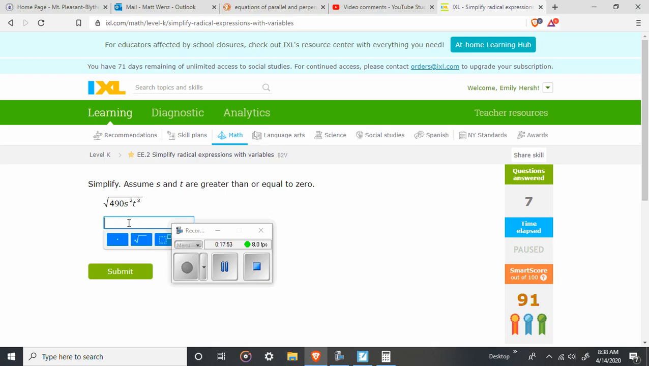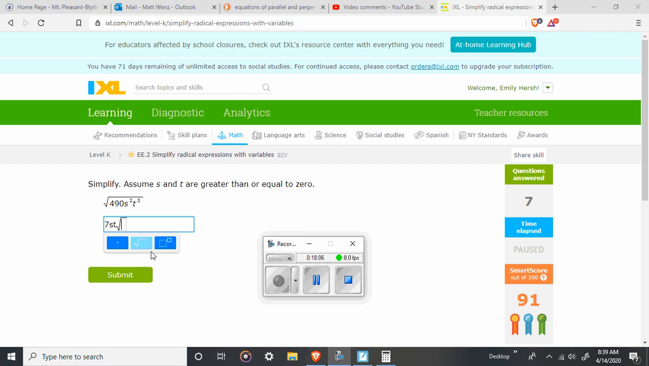So we figured out this was 7, s, t, and I need to do a radical sign. Just make sure you guys have a good feel for the radical sign and the exponents. If you guys are getting wrong answers because of that, let me know and I'll make a video specifically on how to do that. So what did we figure out was under the radical? 10 times t. Okay.